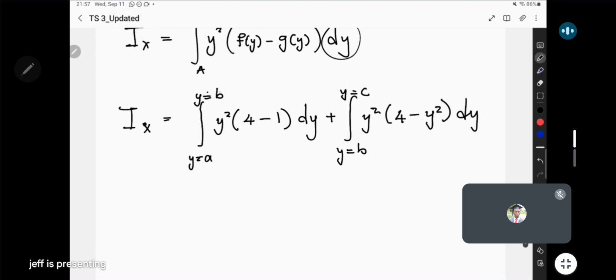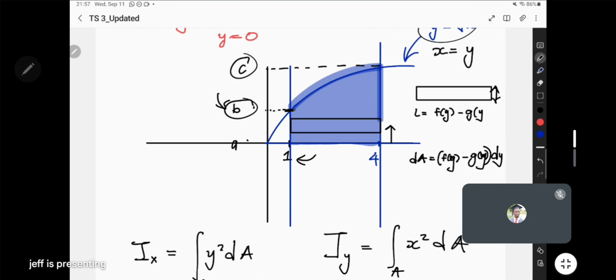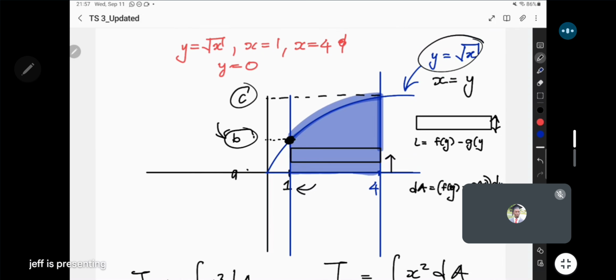The only thing now I need to know is what is b, what is a, what is c. And to know what they are, it's easy. For this curve, at this point, what will be the value of y? The curve is y is equal to root x. At this point, x is 1, meaning that y will be equal to root 1, which is 1. There we have it, b is equal to 1. a is literally along the x-axis, so a is obviously 0.